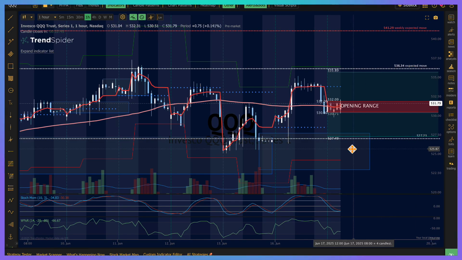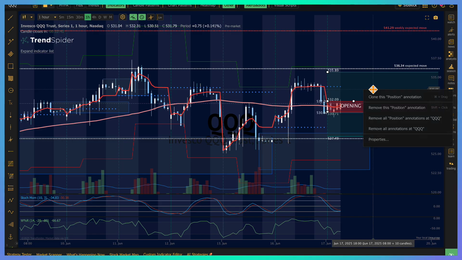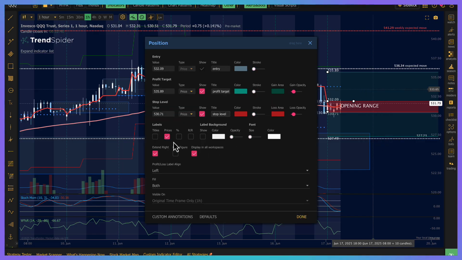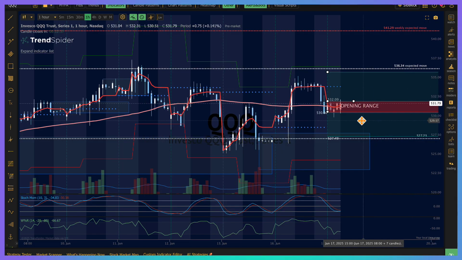Let's take a look at the Qs. Honest to goodness. All right. The Qs had a range that looks like about not quite $2, right? $530.71 to $532 on the high, so it's about $1.30. It's sitting inside of that range. It's had no spikes. It's tested below it and has come into the range. It's tested above it and it's come into the range.